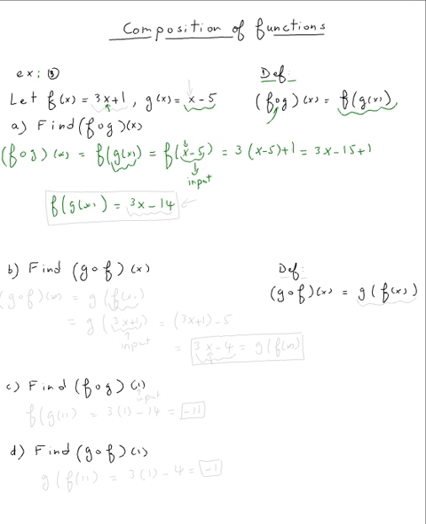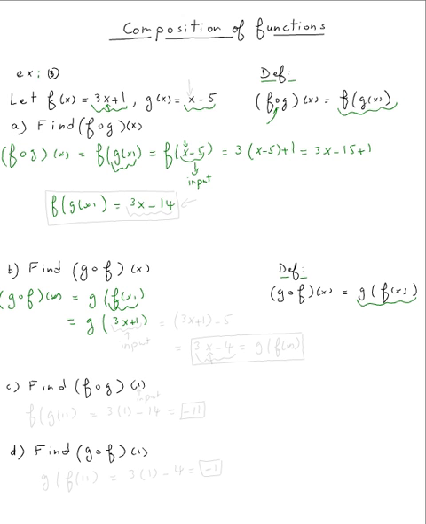For example B, we need to find g of f of x. Now g of f of x is right here. That's the definition. So g circle f of x is just g of f of x, which is equal to, we always start from the inside, we replace f of x by its value, and f of x is right here, so it's 3x plus 1.